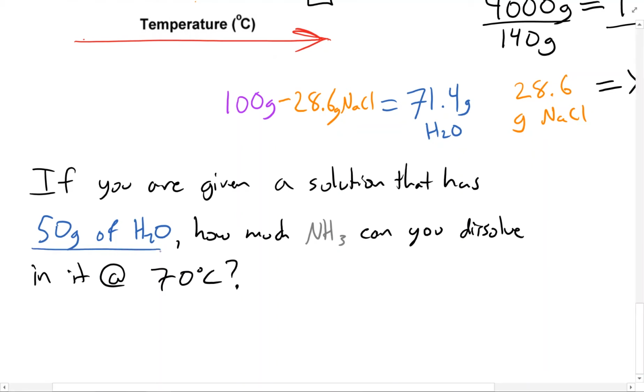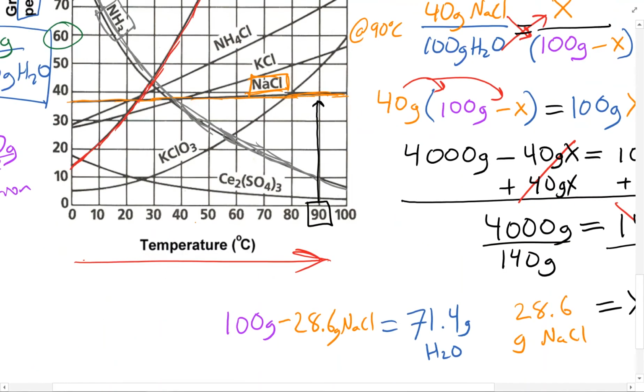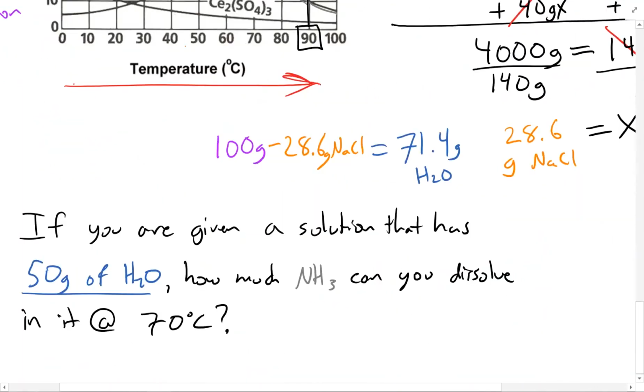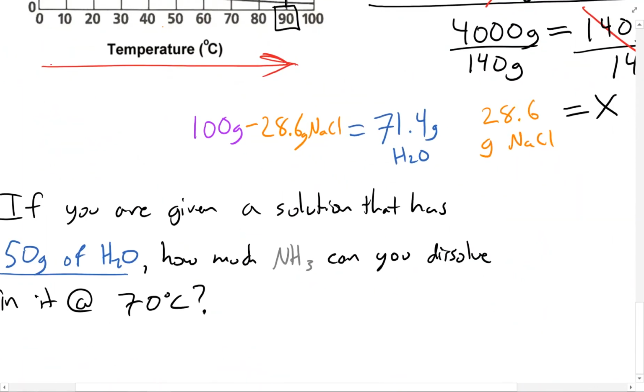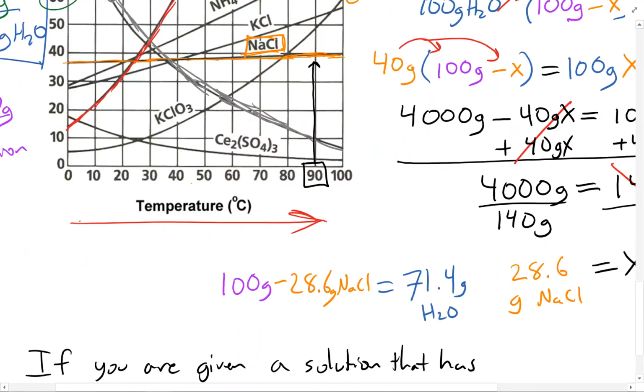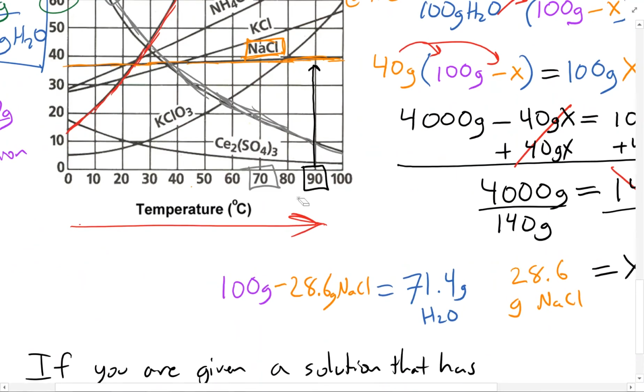If you're given the amount of water instead of the amount of solution, it's a lot easier because this right here is our solvent. And remember, our term on the y-axis here is per 100 grams of solute, right? So let's refresh our memory. What was the temperature here? It was 70 degrees Celsius, right? So let's find 70 degrees Celsius here, all right? And at 70 degrees Celsius, if we follow it up, we see the ammonia line is right here.